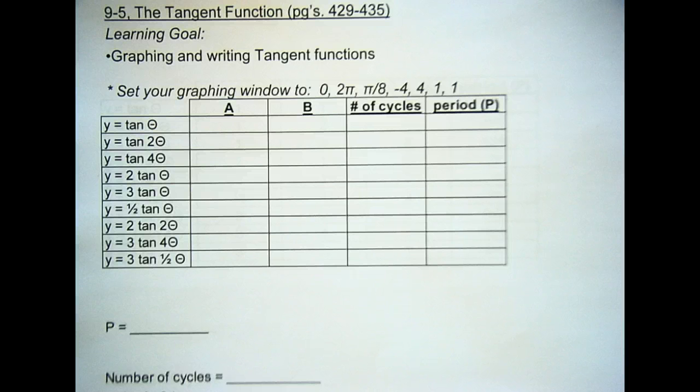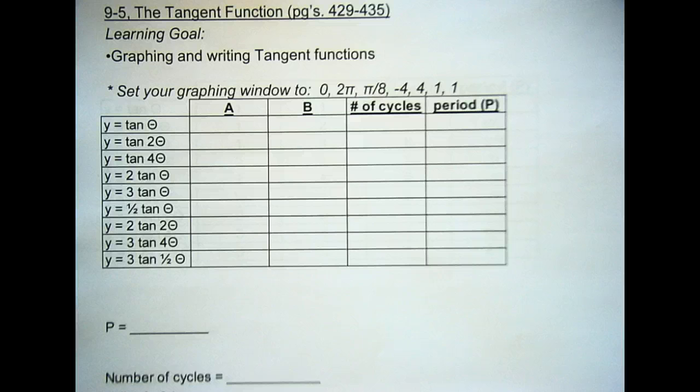So, we're dealing with the tangent function today, number 95. We set our graphing window to 0, 2 pi, pi over 8, negative 4, 4, 1, with their respective values there. Everyone pause just for a second. Look right here so that you understand what's expected.